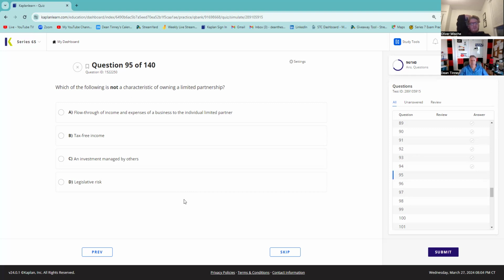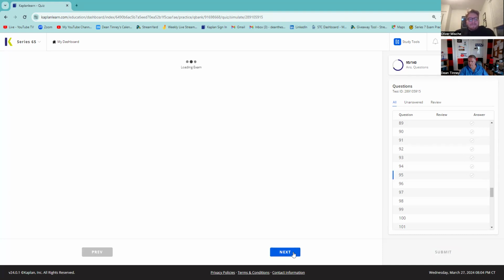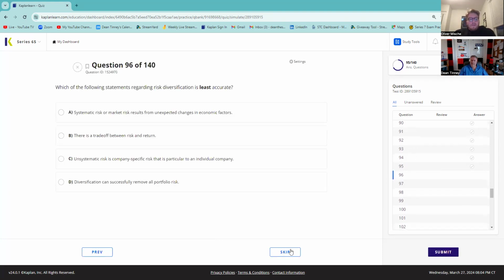D. Yeah, right on. You don't get tax-free income. That's munis. You have a flow through, you have a general partner, and what Congress giveth, Congress can taketh away. There are tax advantages to partnerships, so anything that has tax advantages has legislative risk. Which of the following statements regarding risk diversification is least accurate?